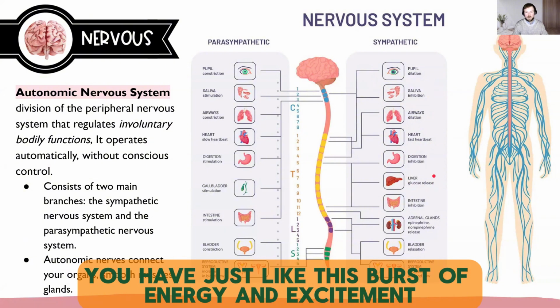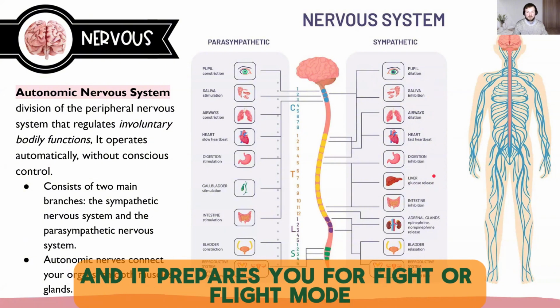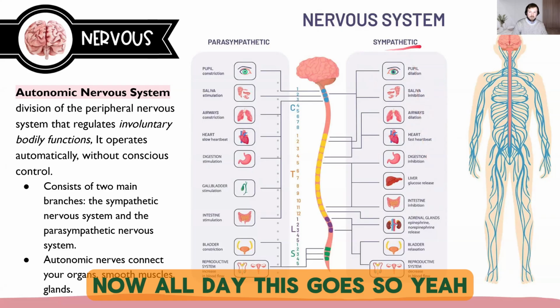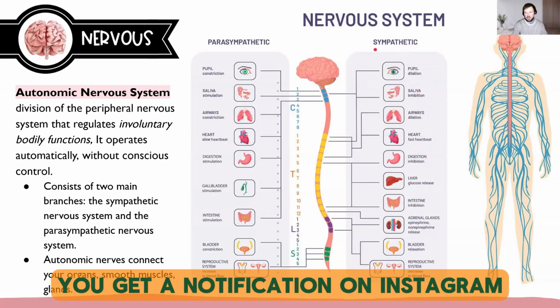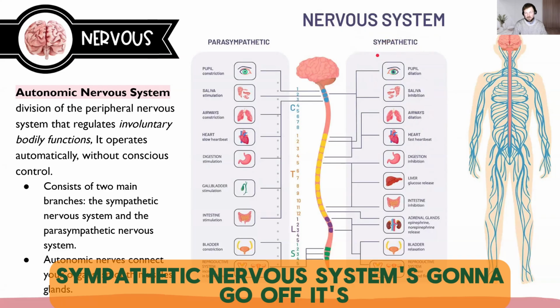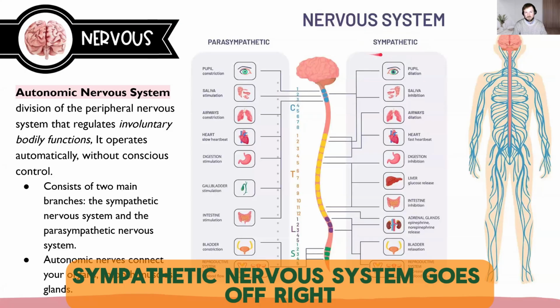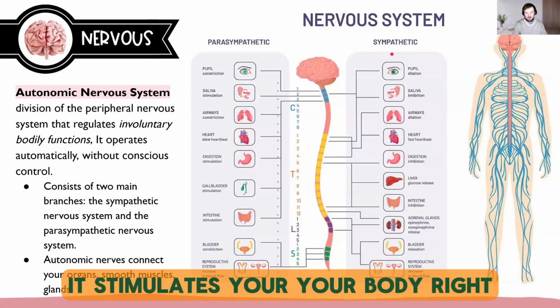So you have just this burst of energy and excitement, and it prepares you for fight or flight mode. Now, all day, you get a notification on Instagram, sympathetic nervous system is going to go off. It's exciting. You take a sip of coffee, sympathetic nervous system goes off, right? It stimulates your body, right?